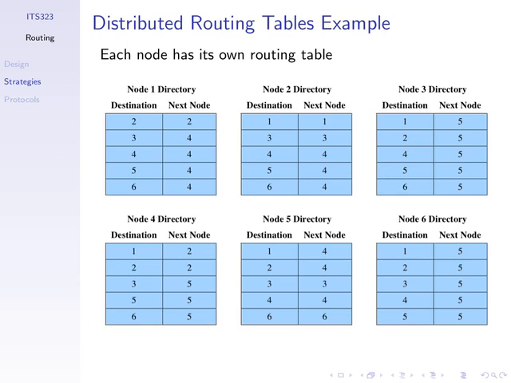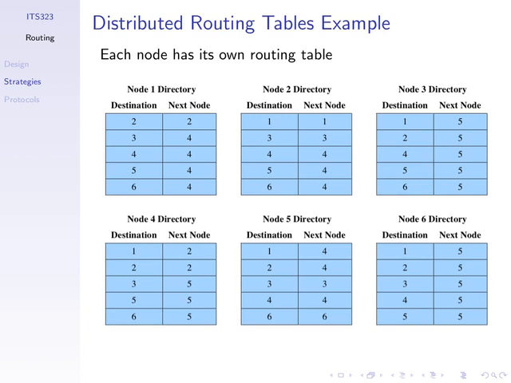In the textbook, they're referred to as routing directories. I prefer routing tables. I think it's more common nowadays. Same concept. So each node stores its own routing table, and when they receive a data packet, they simply look at the destination of that packet and look up the routing table to see who to send it to next.